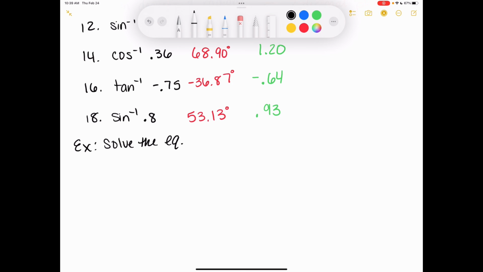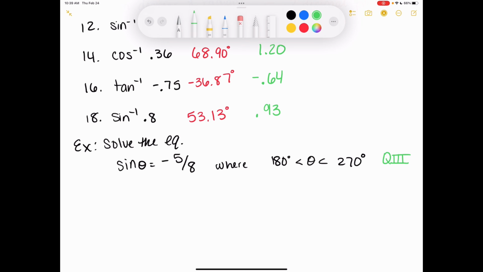Alright, so solve the equation. The problem is sine of theta is equal to negative 5 over 8, where 180 degrees is less than theta is less than 270 degrees. Is that legal? No, it's not, but we do it anyway. So what quadrant does this occur in? It occurs in quadrant 3.